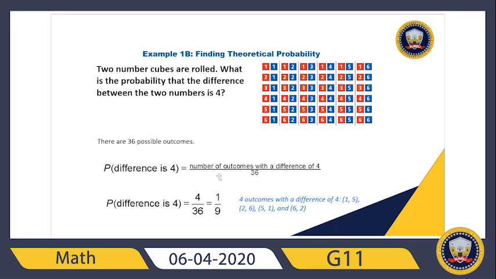So we have 4 over 36, which is 1 over 9. So the probability of having such an outcome is 1 over 9, which is less than 1. So basically this is how we find the probability. We take the favorable outcomes over the sample space, and the number should be between 0 and 1.